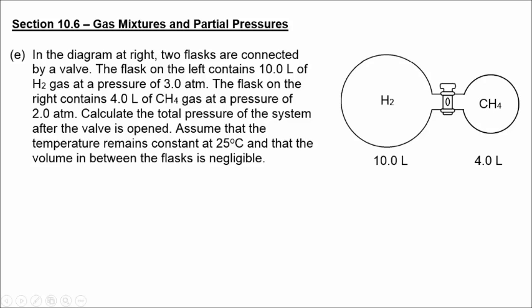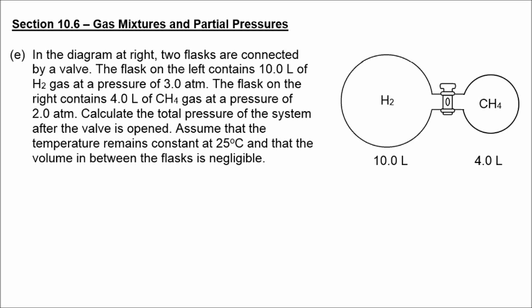In this question, we have two gases, hydrogen and methane. They are in separate flasks and they are connected by a valve which is currently closed. The flask on the left has a volume of 10 liters and the pressure of the hydrogen is 3 atmospheres. The flask on the right has a volume of 4 liters and the pressure of the methane is 2 atmospheres.